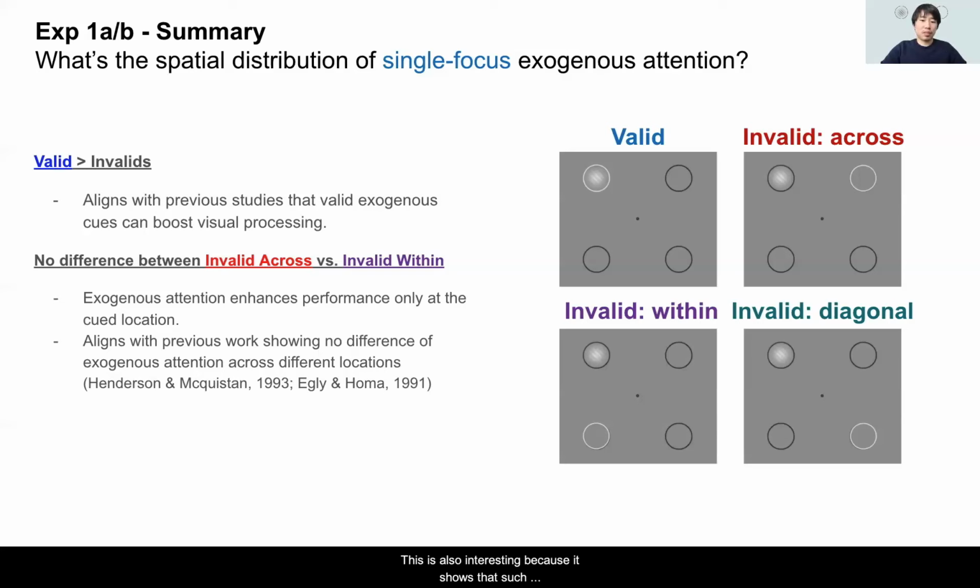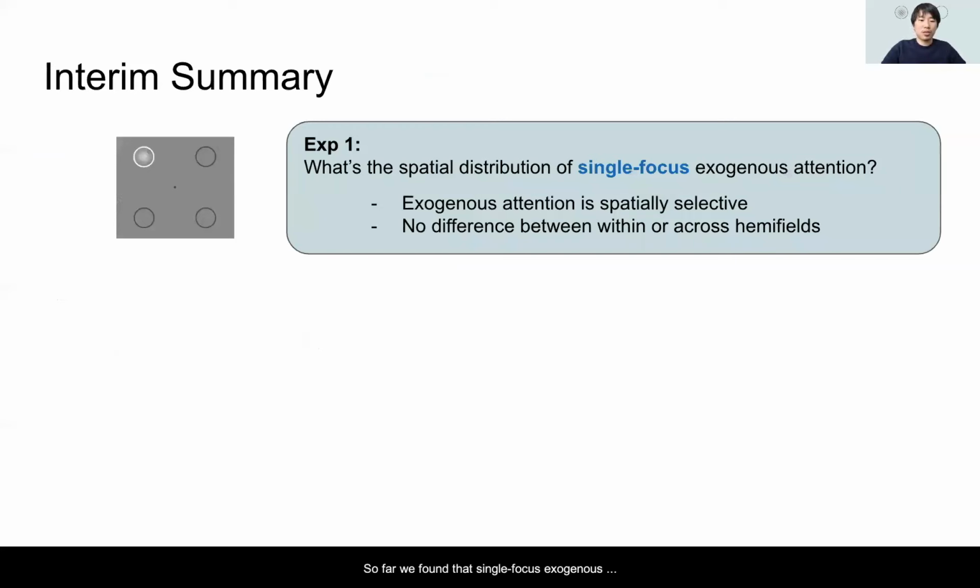This is also interesting because it shows that such high-powered online study can replicate what's usually studied in lab with fewer subjects. There was no difference between invalid across and invalid within, suggesting exogenous attention at cued location does not also enhance other locations, and that this is the same whether the invalid location is within or across hemifield from the cued location. Additionally, same result showed with distractors in the task, further providing evidence that exogenous attention can be spatially selective. So far, we found that single focus exogenous attention is spatially selective and there was no hemifield differences.